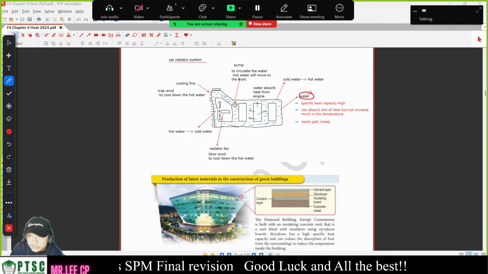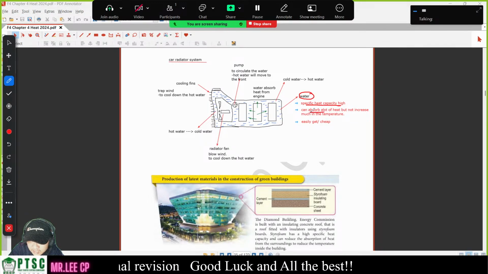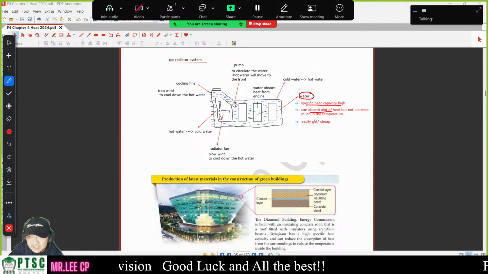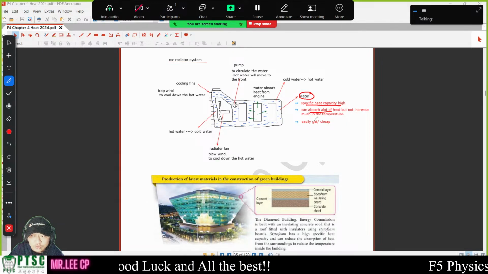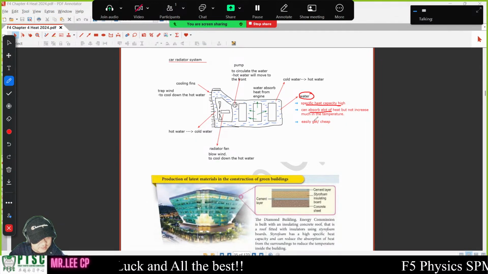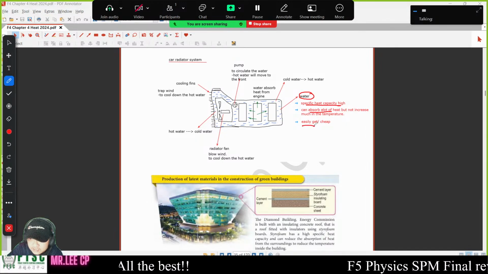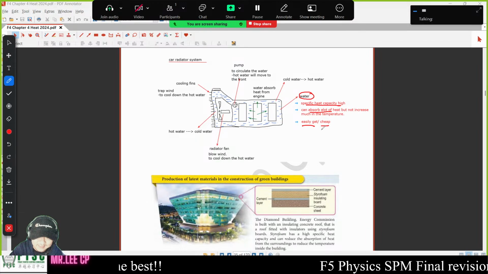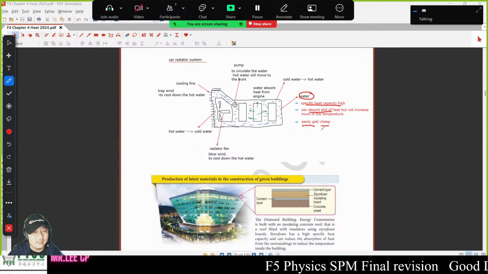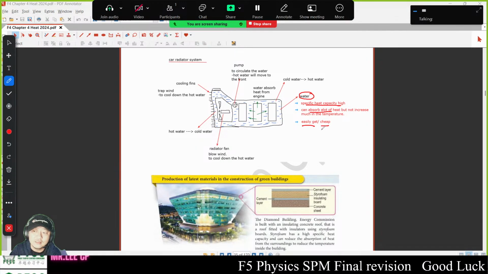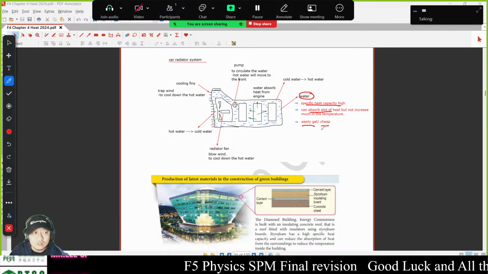Why are we using water? Because water has high heat capacity. It can absorb a lot of heat but not increase much in temperature. Don't just write hard to heat up; you explain. High heat capacity, so it can absorb a lot of heat, but not increase much in temperature. And then it is cheap and easily available. You can get it from a drain or tap water, no problem. Of course, if you put in some other chemical it will be better, but normal water is okay.